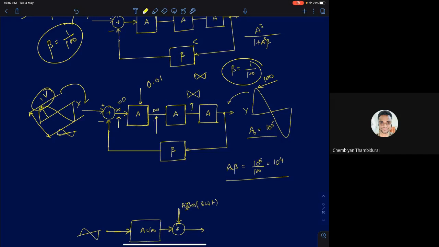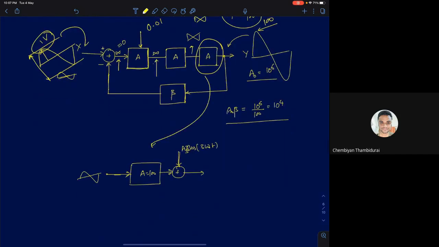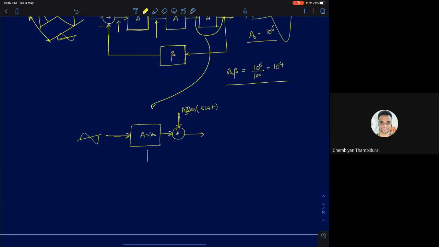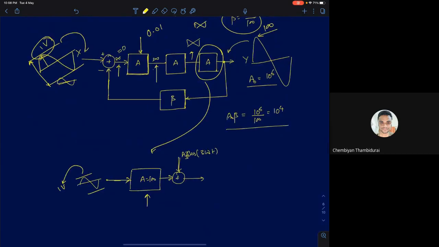If you look at the final amplifier, it's seeing similar conditions as an open loop amplifier. The gain of the open loop amplifier was 100, and we were feeding a 1 volt input amplitude for the open loop amplifier. It's very similar. There is only one difference: negative feedback. There is an external feedback loop, which is absent in an open loop amplifier. But otherwise, everything else looks the same.